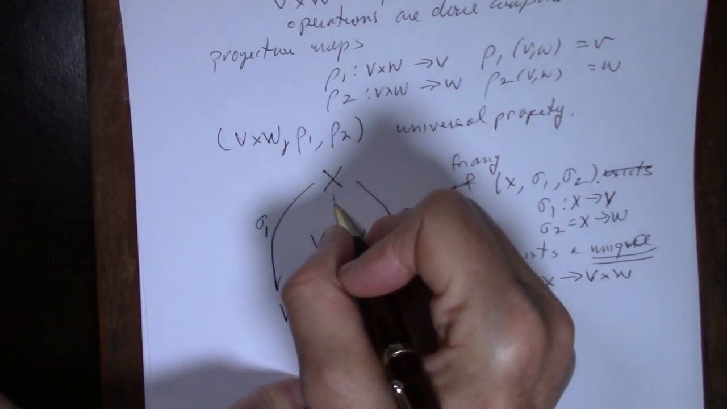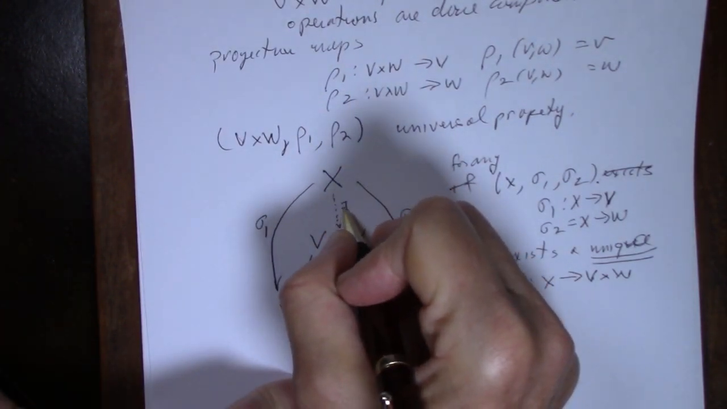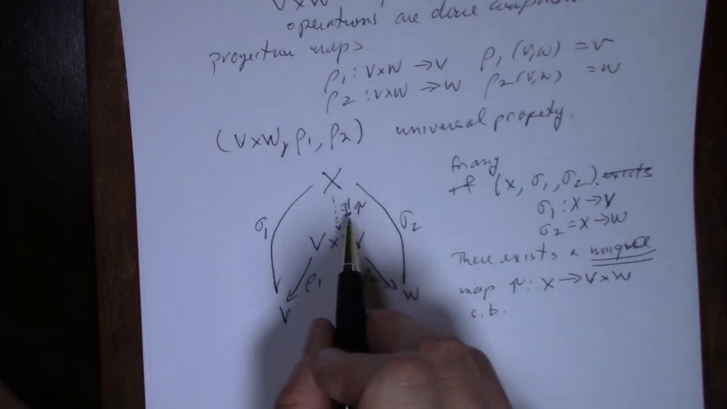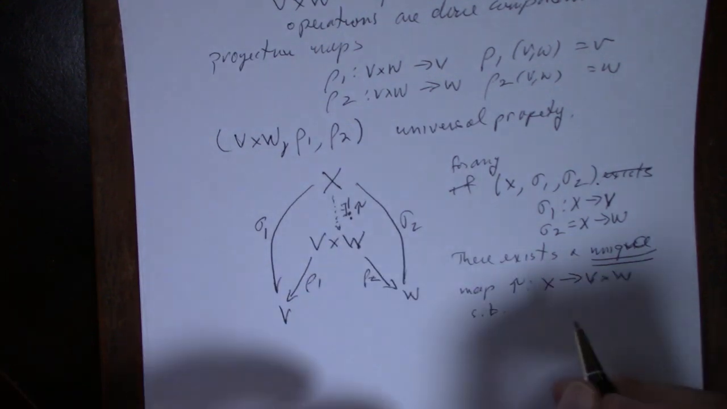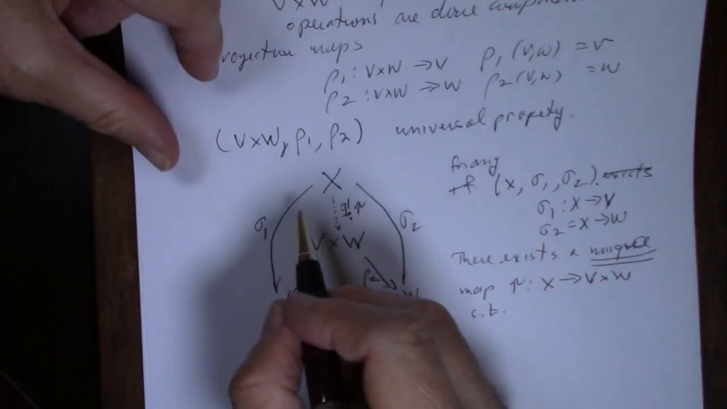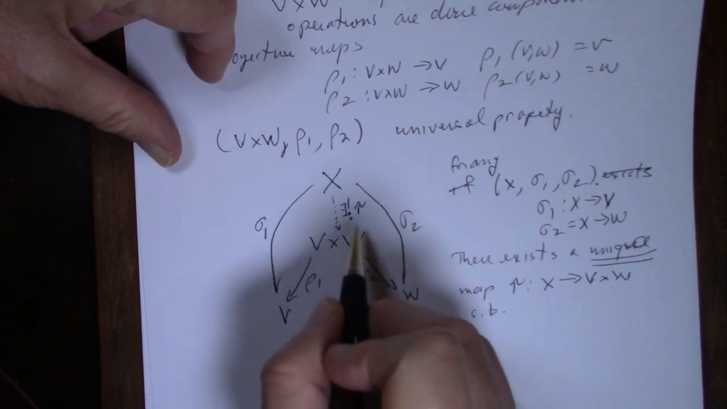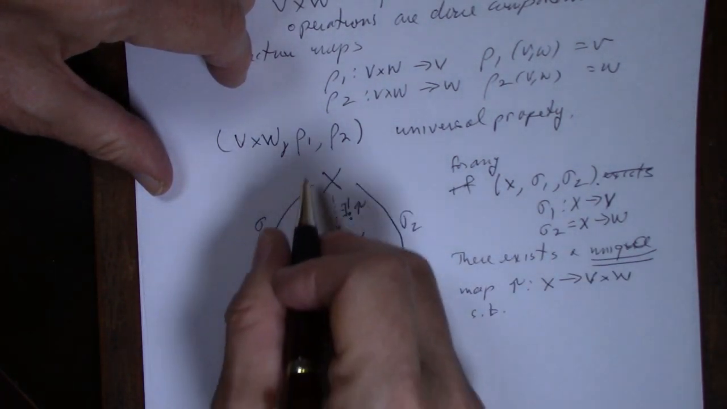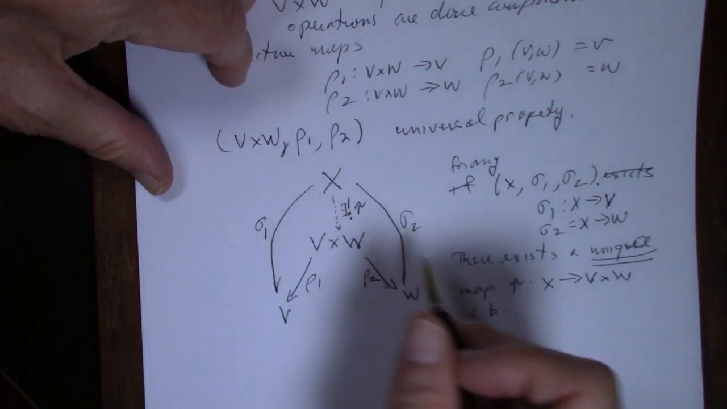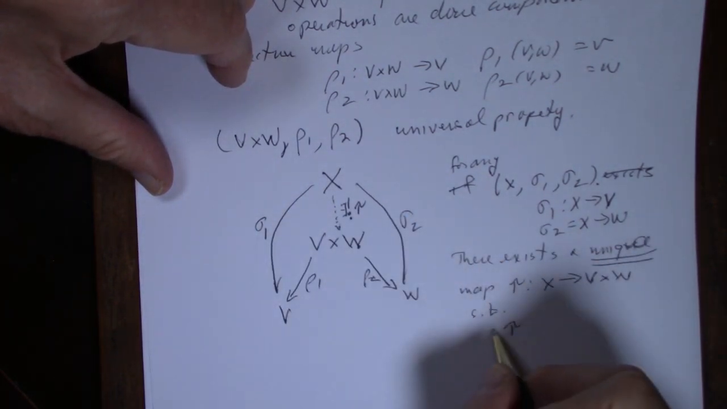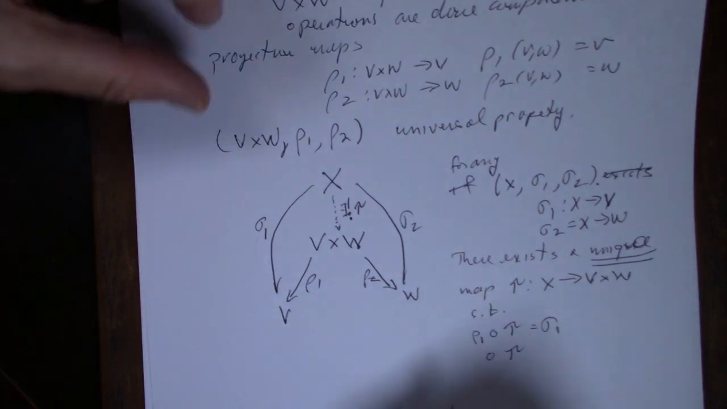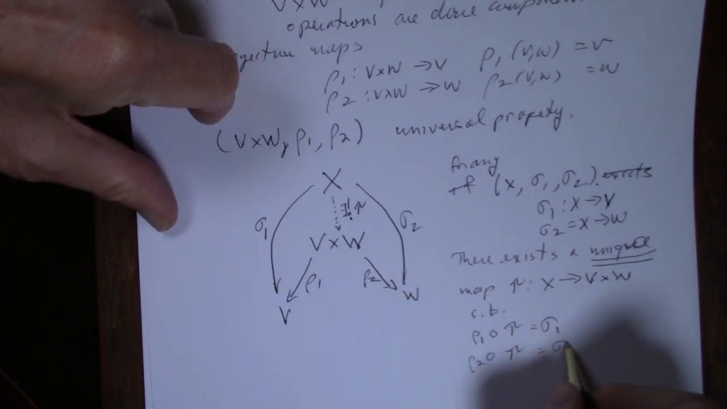let me put that in here. I'll put dotted lines for there exists unique tau. The exclamation point here means unique. Okay. Such that these two triangles here commute, which means that if we first follow tau, then row 1, that's the same as taking sigma 1, and the same on the other side. So tau followed by row 1 is equal to sigma 1, and tau followed by row 2 is equal to sigma 2.